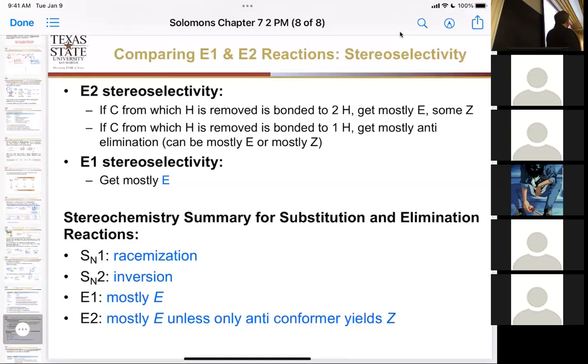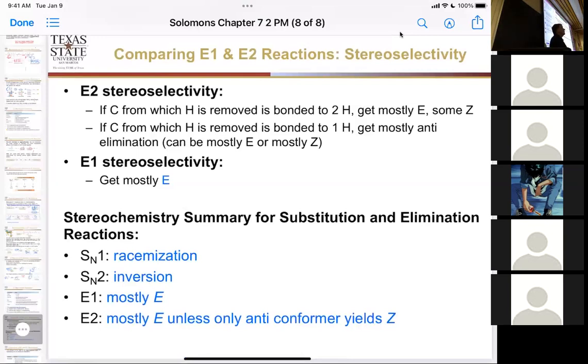It all has to do with that. So if you have two hydrogens on there, just go for your E. If you have one hydrogen on there, you gotta go for that Fischer projection to figure out which side they're gonna be on, okay? But in E1, it's mostly E because it's a carbocation, it's gonna approach the least hindered side and pull off the base. Okay.